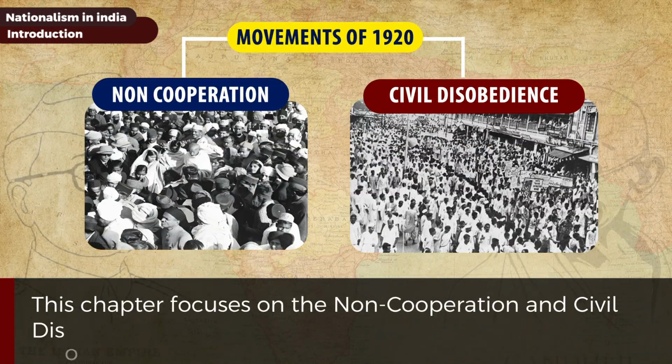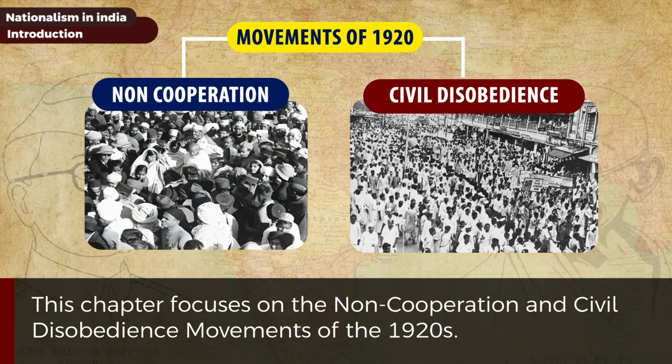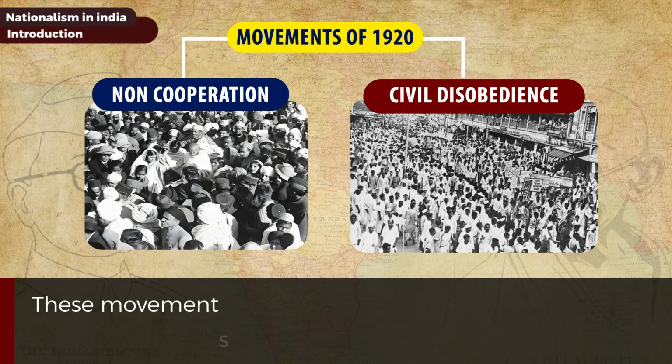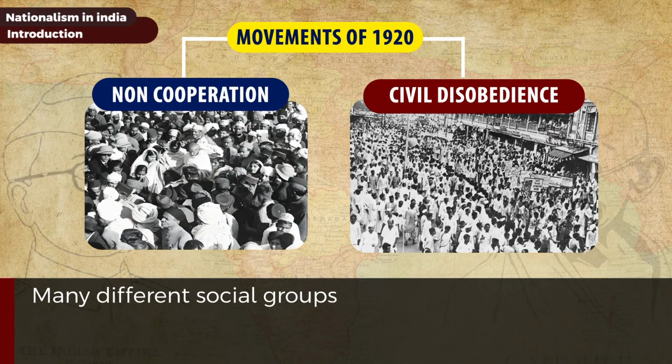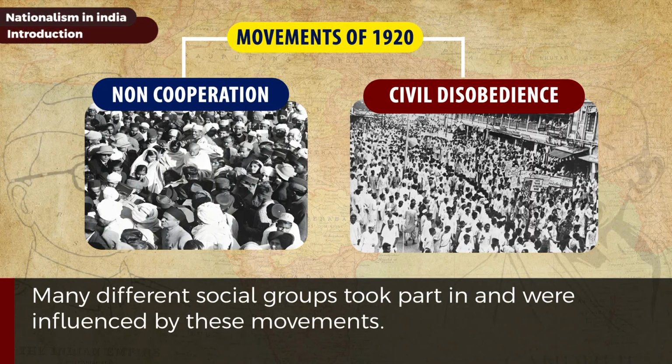This chapter focuses on the non-cooperation and civil disobedience movements of the 1920s. These movements helped spread the idea of nationalism across India. Many different social groups took part in and were influenced by these movements.